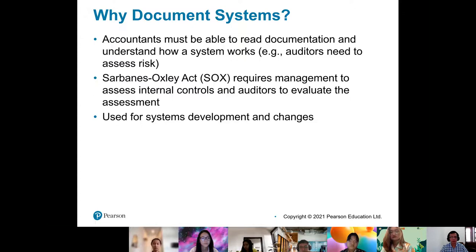Okay, so why document the system? First, accountants must be able to read documentation and understand how the system works. This is especially true when conducting an audit. Auditors need to understand the system and then assess the risk. Is there any risk? That's why the bank understands the risk of an ATM card being exchanged, given to other people, or lost. That's why the bank implements procedures in order to minimize the loss, especially for the bank, just in case an ATM card is stolen or given to other people.